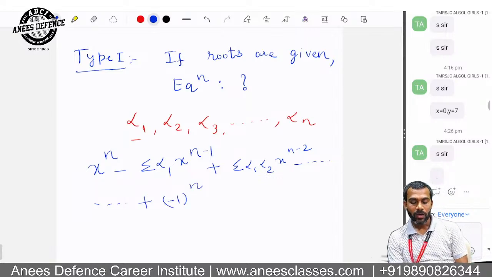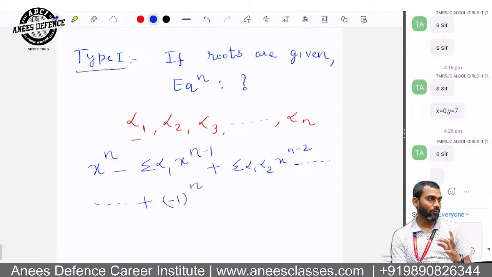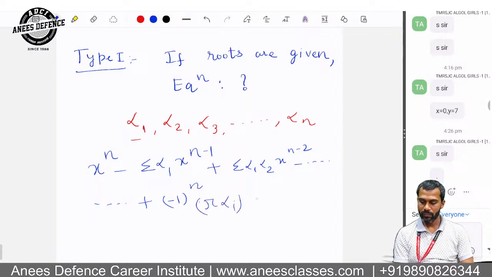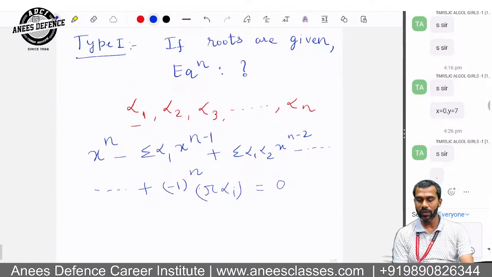See, suppose we have a cubic. What is the degree? So plus minus plus minus. If the degree is 3, it ends with minus. If the degree is 2, plus minus plus, so it ends with positive. So can I write minus 1 raised to n? And that is summation, I don't have to write summation basically. Pi alpha i I can write is equal to 0. That is the equation. Now let me tell you what is summation alpha 1.